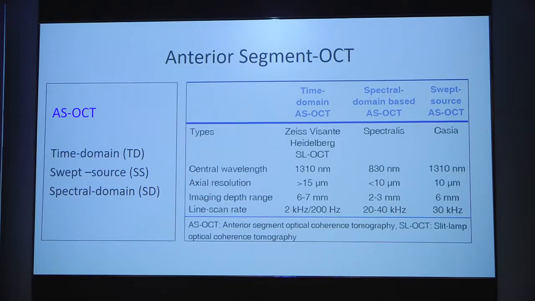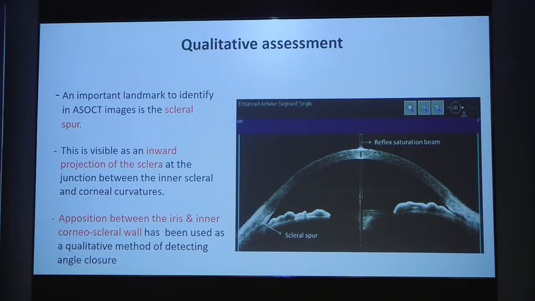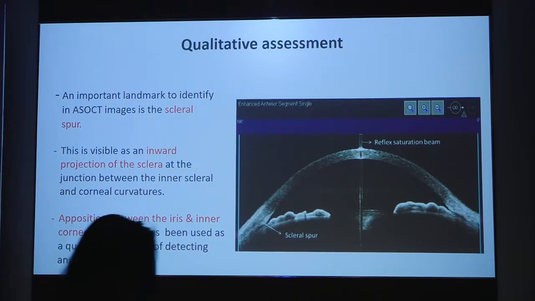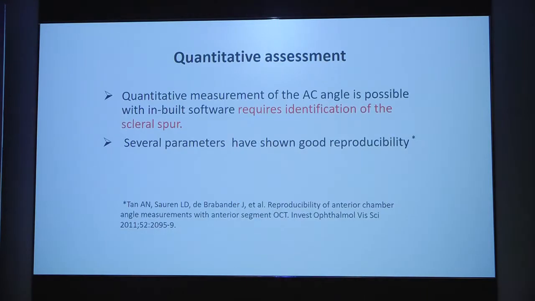And there are various types. The bottom line is, if we increase the wavelength from 800 nanometer to 1310 nanometer, we get better axial resolution and better depth range. And with swept source devices, the line scan rate increases by almost 10 to 100 times. So it gives us a fantastic qualitative assessment, but it is very important to identify the scleral spur, as already discussed. It is visible as an inward projection of the sclera at the junction between the inner scleral and corneal curvatures, and the apposition between the iris and the inner corneoscleral wall, that is the ITC, is very important, and we need to see that.